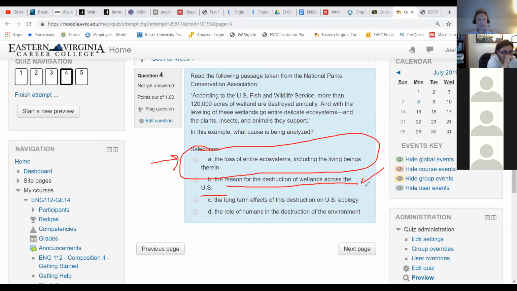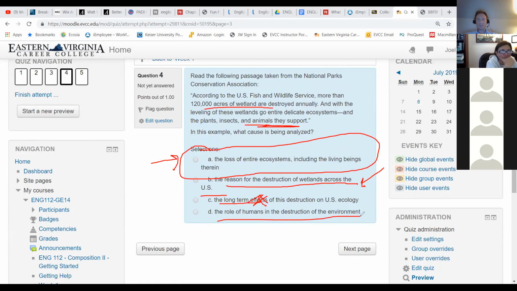That's kind of the distractor, but we're covering this broader question here, right? Entire ecosystems. So it covers more than just one particular thing itself, right? It's not just the ecosystem, it's also the animals that belong to it. The long-term effects, that should clue you in, that's not the right answer at all.